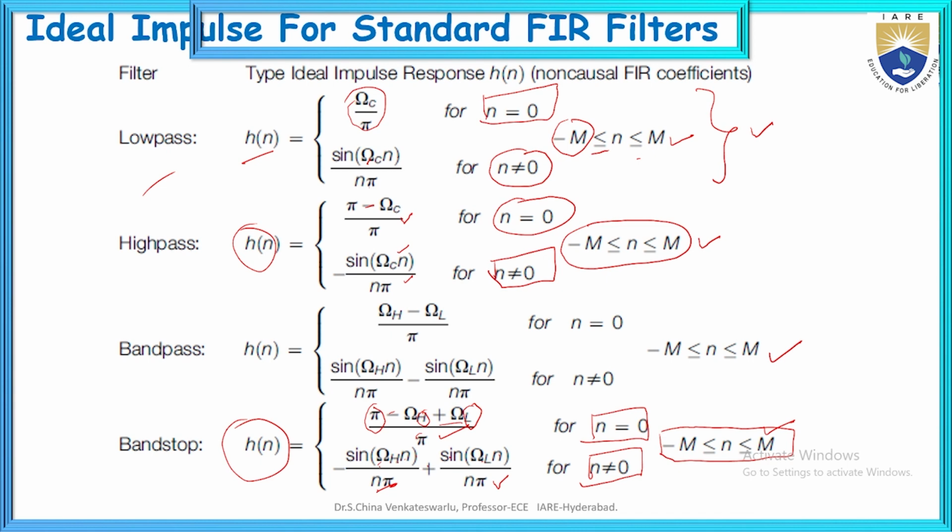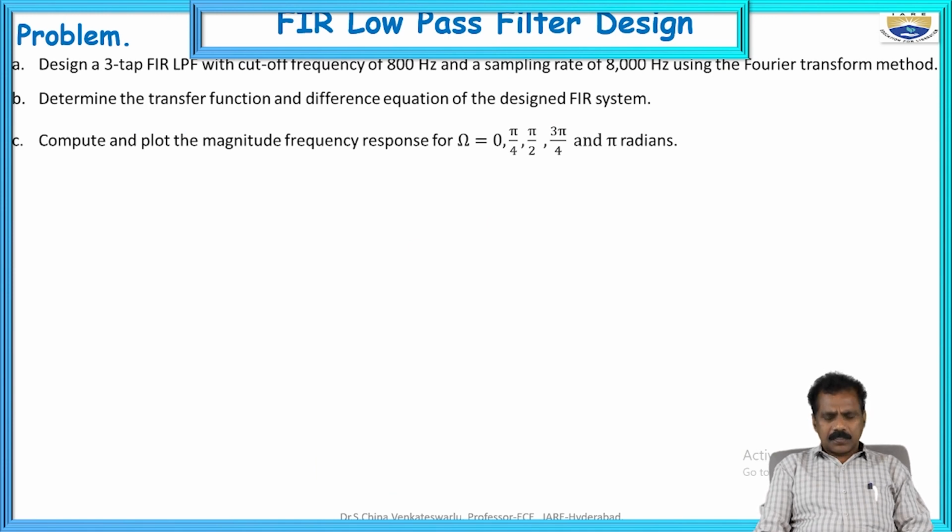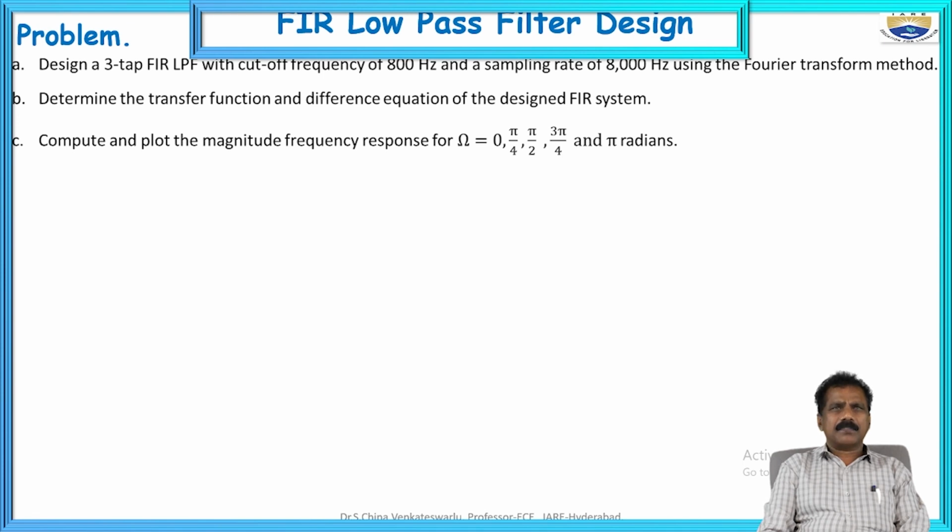Using all this analysis, we take certain examples or problems in finite impulse response low pass filter design. We have already done the design, and for that we use certain examples and small problems. Here the problem is: design a three-tap finite impulse response low pass filter with a cutoff frequency of 800 hertz and a sampling rate of 8000 hertz using the Fourier transform method.